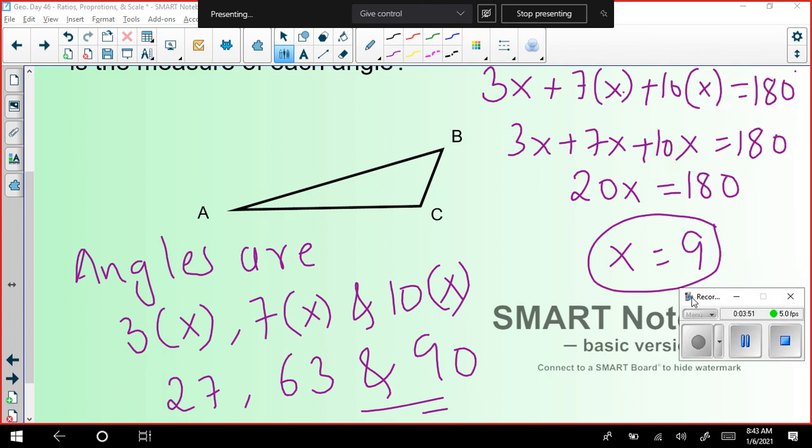What did we compare? We compared the same angles. We compared only the angles. We did not compare different things. We compared the same things here in the case of ratios. Let's see the next slide.